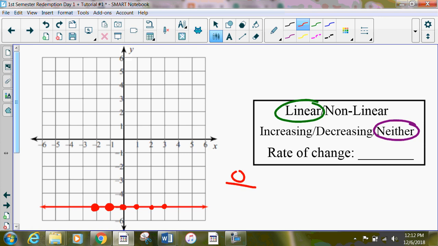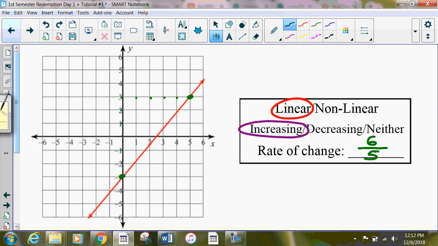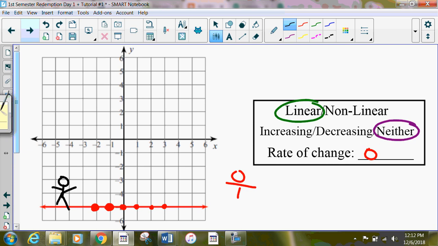How much do I run? I run over 1. If you picked up your calculator and you put 0 divided by 1 and hit enter, you're going to get 0. There's no rate of change, which makes sense when you think about it. If you think about being a person and walking on this line, you're like, oh, this is so much easier than the last line I was walking on. I mean, think about how much harder that slope of 6 over 5 was than walking on this straight line.